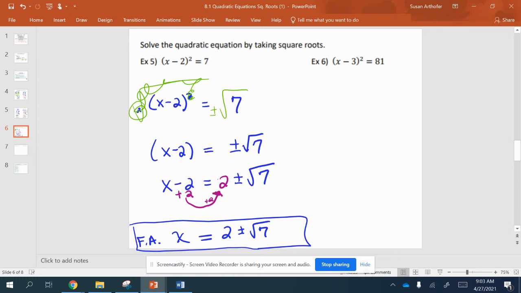And I will talk to you later about where that is on the x-axis for that graph. I'll talk to you about that later. Let's just learn the procedure right now. Okay, let's do the next one.